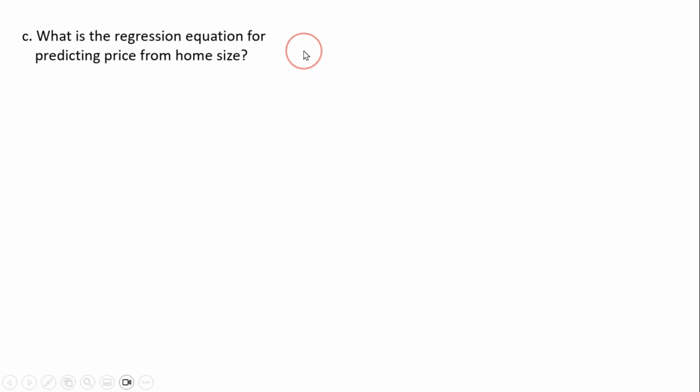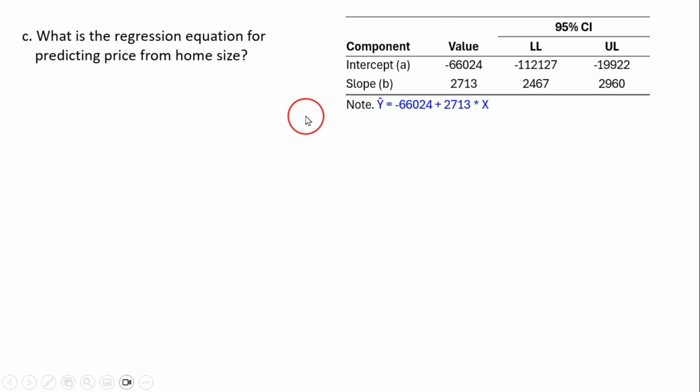So one of the next letters that I chose for the presentation for the exercise is letter C. What is the regression equation for predicting price from home size? So again, one of the main purposes, if not the main purpose, of regression is to develop a regression equation for prediction.